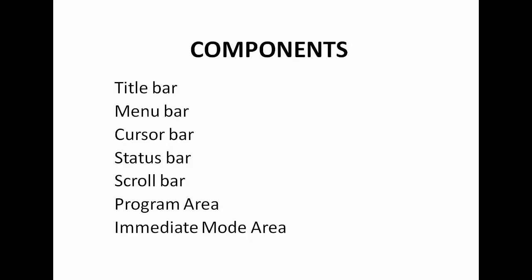Next, we will talk about components. On our QBasic screen, we have different components. These are our main components: title bar, menu bar, cursor bar, status bar, scroll bar, program area, and immediate mode area. These are the components associated with our QBasic screen. We will talk about each of these components in the coming classes. I will explain each one of them, showing you where the title bar lies, where the menu bar lies, where the cursor bar lies. All the other components will be explained in the next video with detailed descriptions.